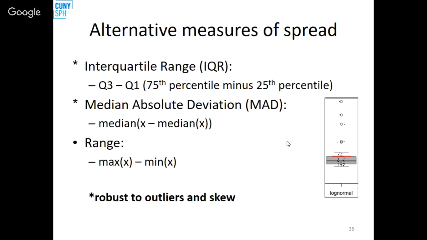But if it's not normal, if it's log normal, it's something else, and you want measures of spread that are not so sensitive to outliers, these are some alternatives. The interquartile range, that's the width of your box, or something called the median absolute deviation, or MAD, which is the difference between each observation and its median, and then taking the median of that. And then again, there's the range, which of course is not robust to outliers or to skew.